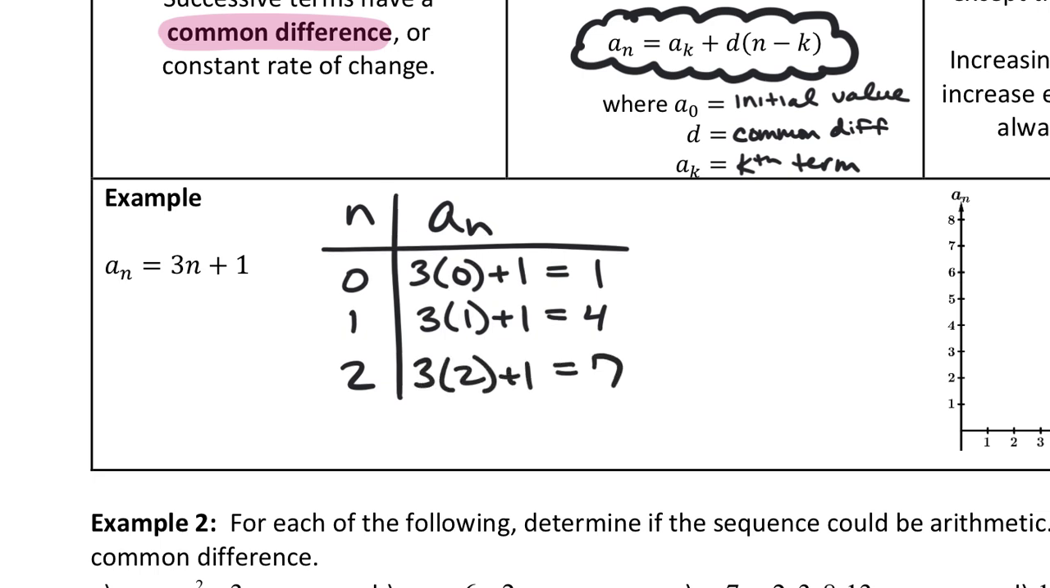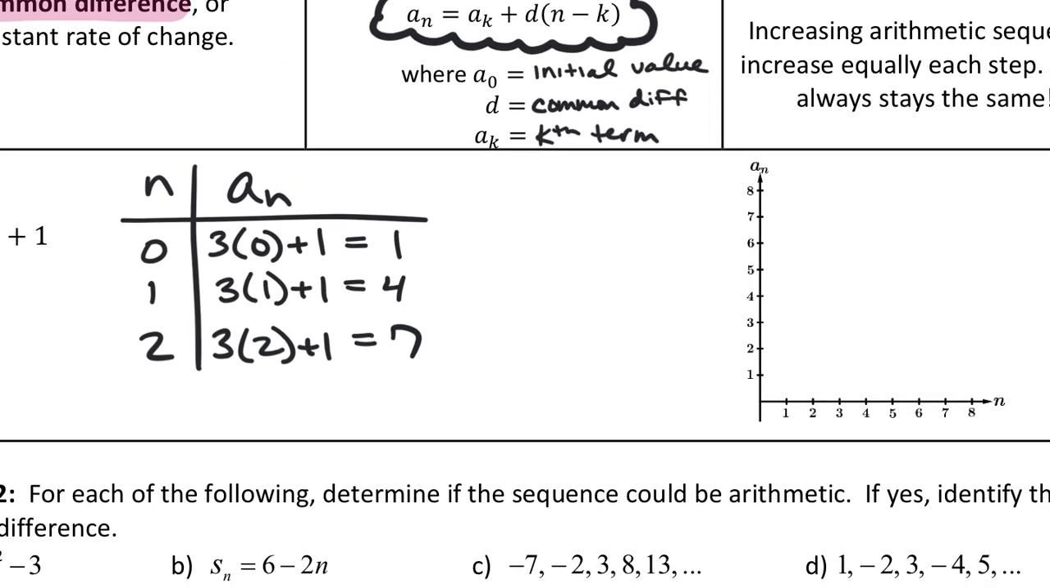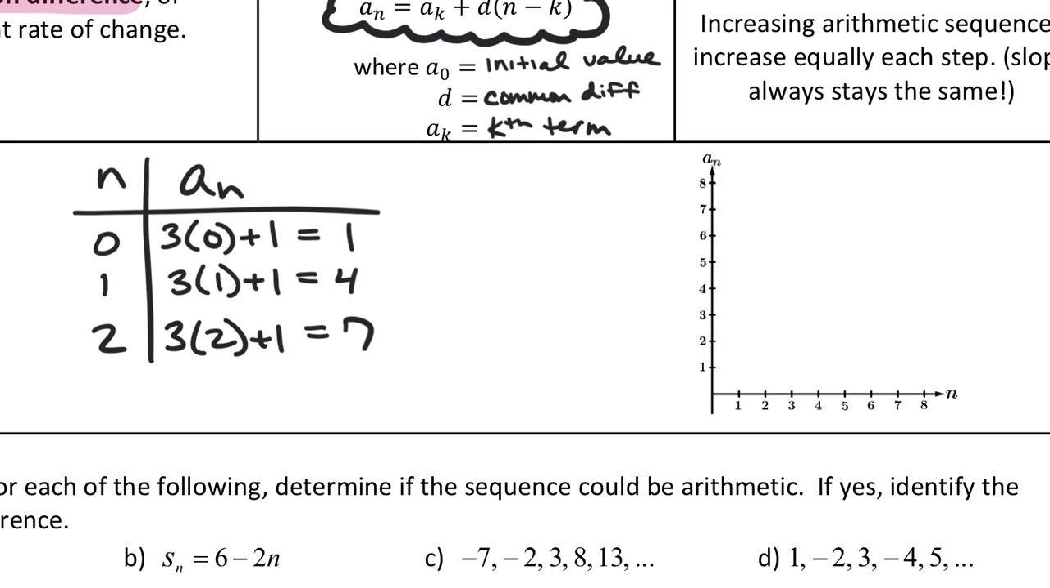This will give me just the coordinate points that I need to plot on the graph, and I will resist the urge to connect the dots because it is a sequence of numbers. So I have the coordinate point 0, 1. I have the coordinate point 1, 4. I have the coordinate point 2, 7. And then I'm going to resist the urge to play connect the dots because you don't connect sequences. They're just dots.